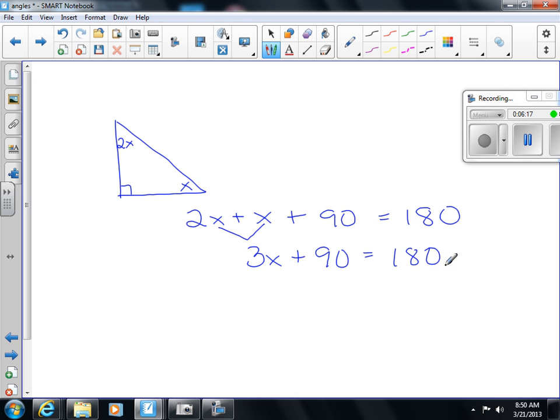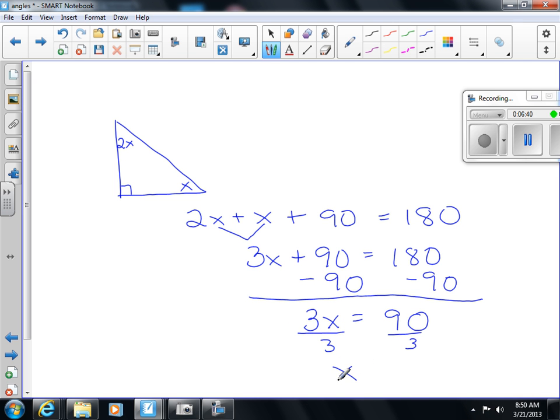Now, this is what kind of an equation? Not a one-step, but a two-step. We will subtract 90 first. Do you remember doing this? And I'm left with 3x equals 90. Okay, divide both sides by 3. x is equal to 30. Now, it's not necessarily degrees, but in this one it is. It's 30 degrees. But this is actually 2 times 30, so this angle would be 60 degrees.